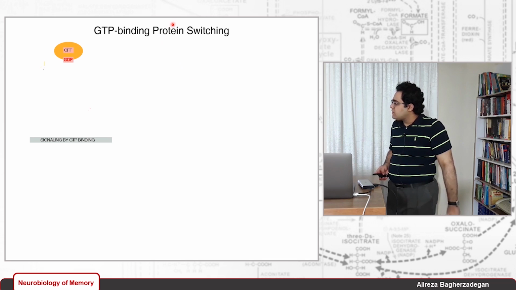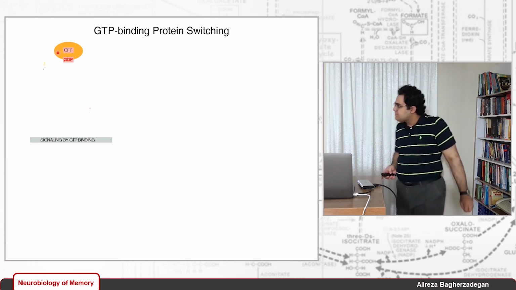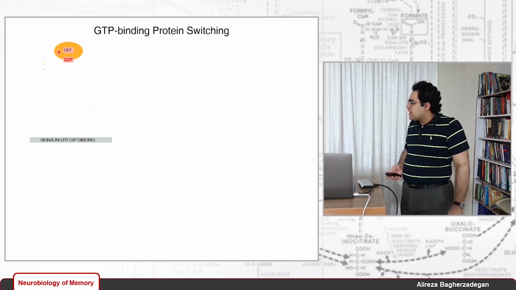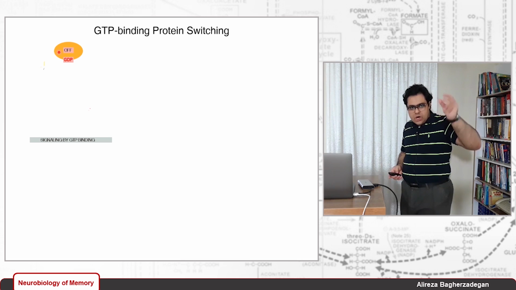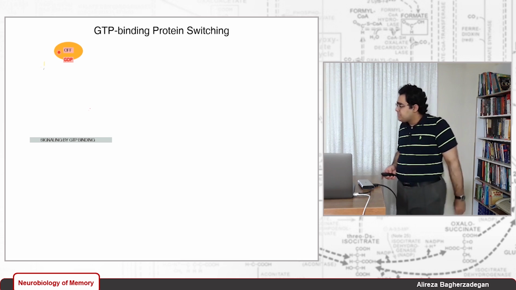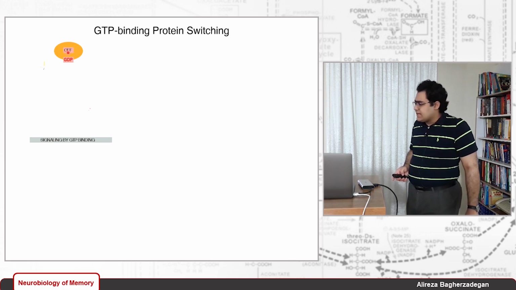Now let's talk a little bit more about the switching mechanism, and let's see what happens when a G protein is turned on or off. So we have a G protein here. Why is it off? Why is it inactive? Because it is bound to GDP.